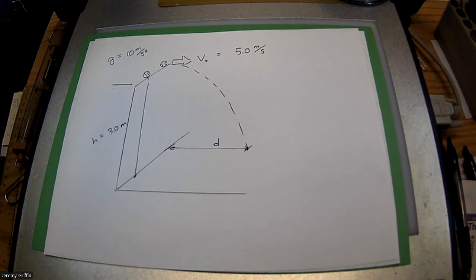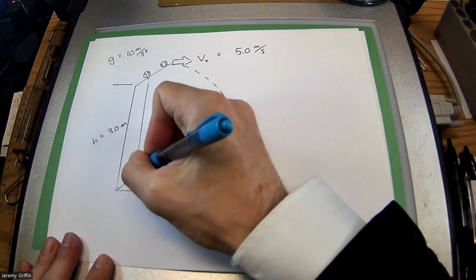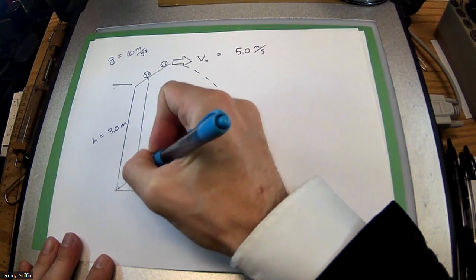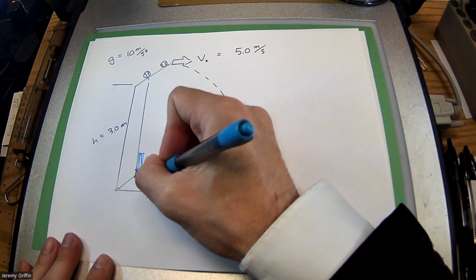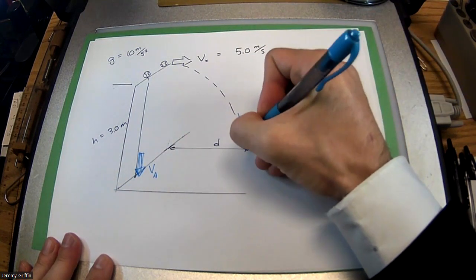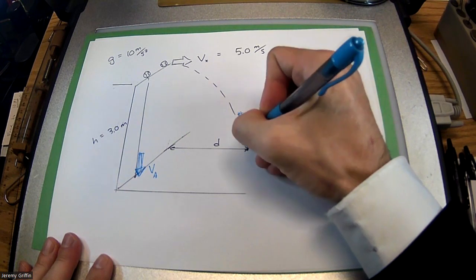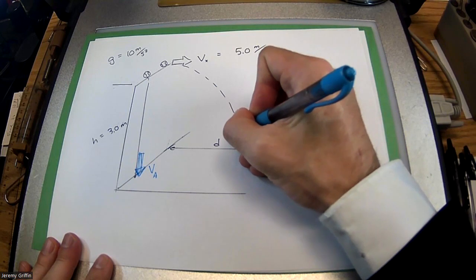Let's do a follow-up question about this. What is the crash speed here? I'll call this V sub A, versus this crash speed here, kind of on an angle. I'll call this V sub B.